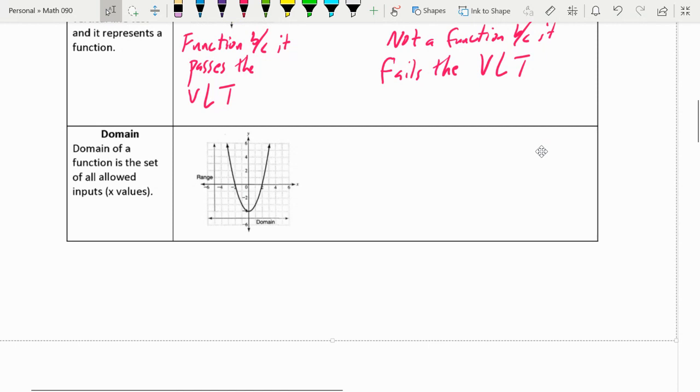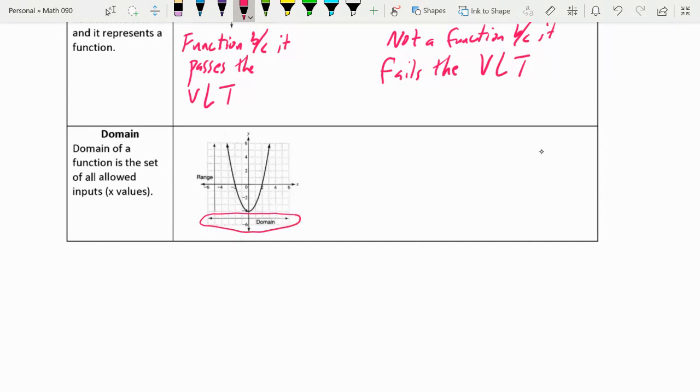All right, domain. Domain is all the input values, or the x values. Your domain is going from left to right. So in this graph here, what's the domain? What x values can I use? Well, if you look, this graph is going up forever.